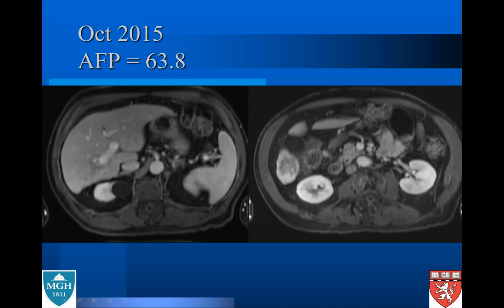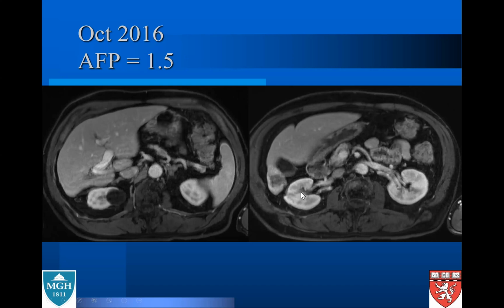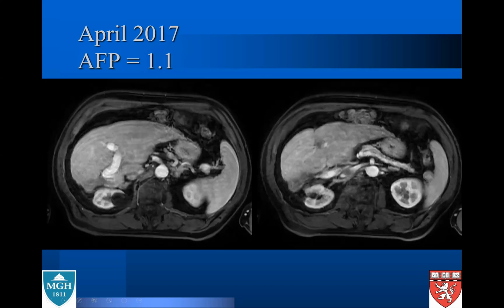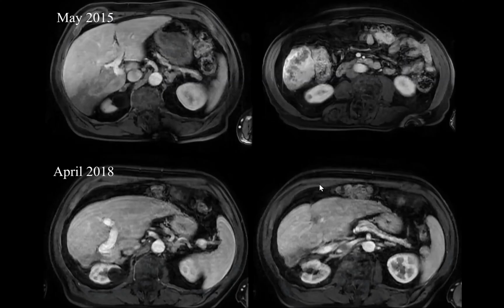And then I followed him actually over the years. And you can see a year later, his AFP now has dropped to 1.5 and the tumor has shrunk to basically nothing. And then again, he never had any recurrence, although he did have some recurrence in the last year, I would say, but over about 3 years, this tumor shrunk down to nothing with one single treatment dose. So a good response. So it's 1 o'clock, so I'll just conclude there.